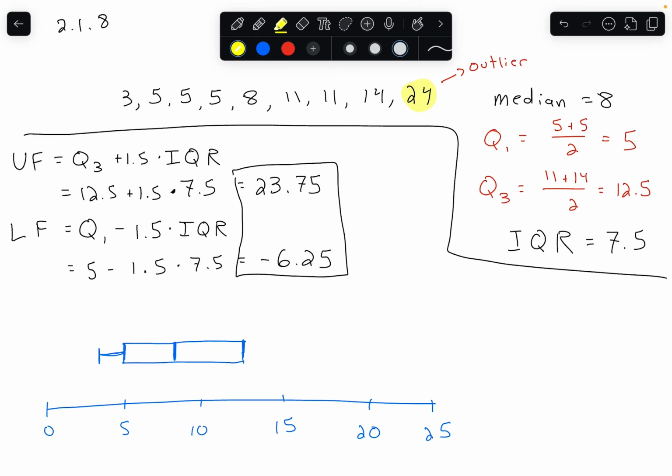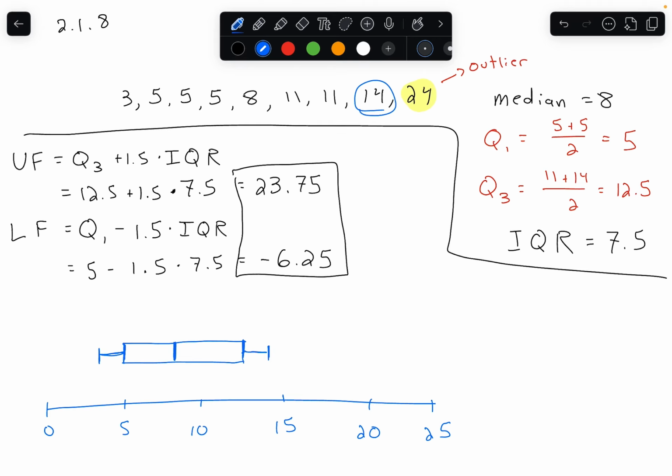So what I'm going to do in this case is look at the next largest data value, which would be 14. And I'm going to ask myself, is this number an outlier? Does 14 live between these two numbers? And yes, 14 does live between 23.75 and negative 6.25. So that's not an outlier. So when I go to construct the upper part of my box plot, the whisker part is only going to extend to 14. It's not going to go all the way to 24. It's going to reach to the next highest number that is not an outlier. So in this case, it's going to go to just about 15, a little bit shorter than 15. It should look something like this.